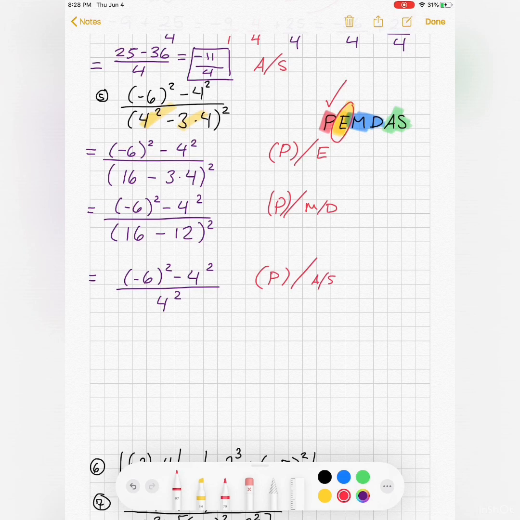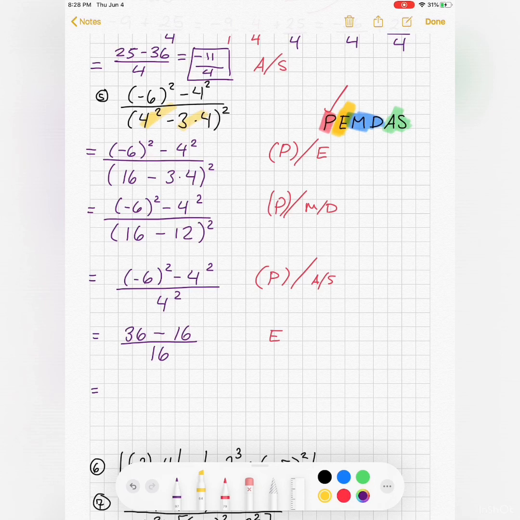Okay, now I finally dealt with the parentheses. Now I'm going to look at exponents. I have a bunch of those. So -6 times -6 is 36. 4 times 4 is 16. 4 squared, 16 again. So in that step, I applied the exponents. Now I don't have any multiplication.